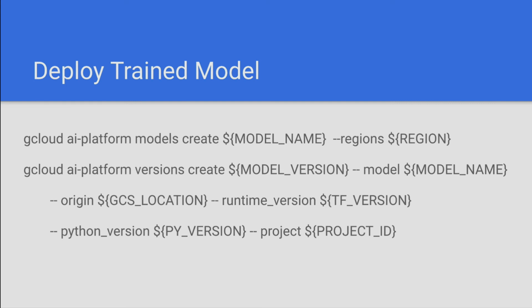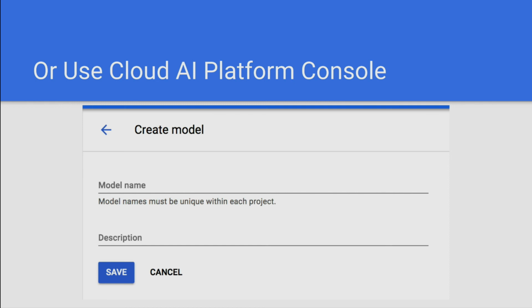You'll specify an origin, which is where it will go and pick up your trained model. You'll specify your runtime version, which is your TensorFlow version that you used and the Python version that you used. And you'll also specify a project ID, because you might have multiple projects, but you still just need to specify a project ID. And this is what it looks like if you're using the console.